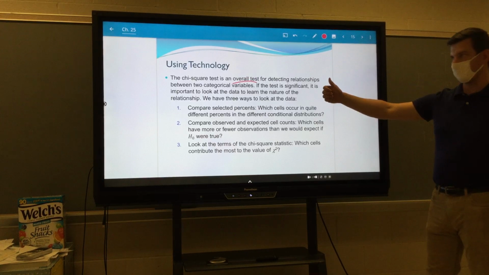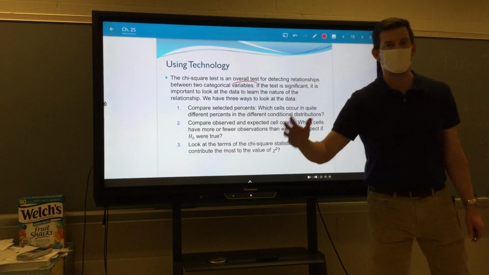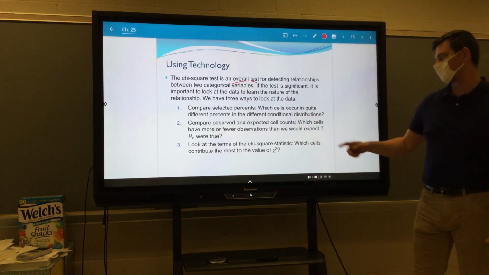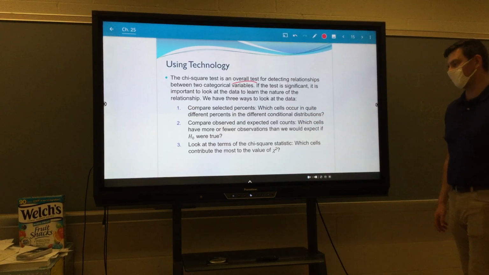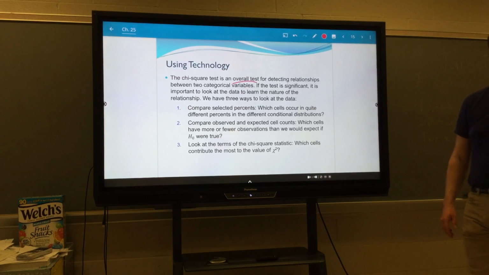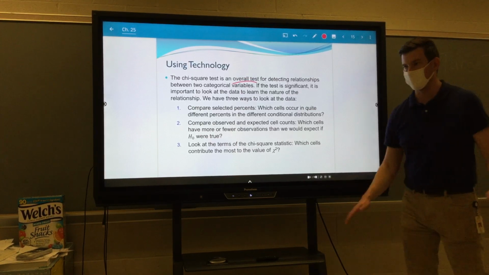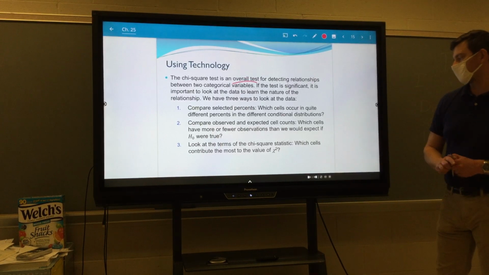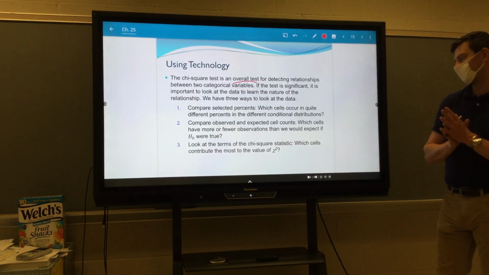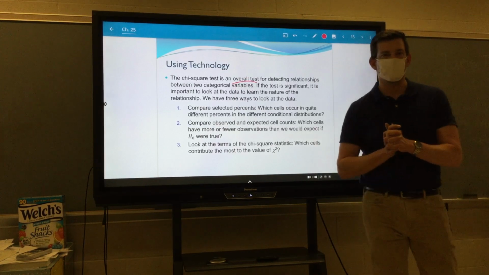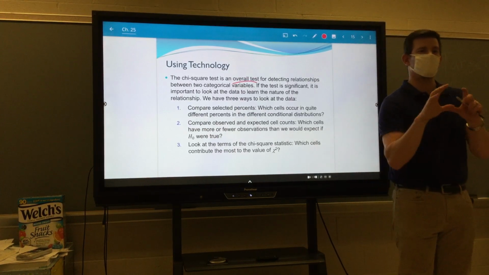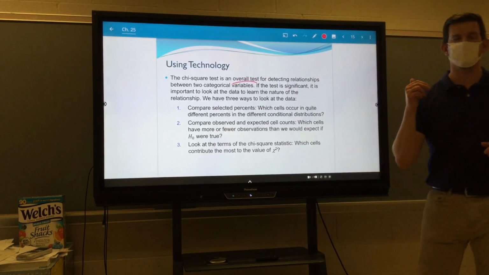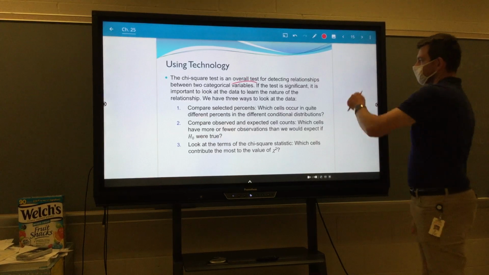Okay, the 21-year-olds who lived with somebody else, that wasn't really important for us. It tells us which cells have more or fewer observations than we would expect if that null hypothesis is true and there's really no relationship. We're also looking at the terms of the chi-square test statistic. Which cells contribute the most to the value of chi-square? Like we saw, 25 of the 193 or something were from 19-year-olds who live with their parents.